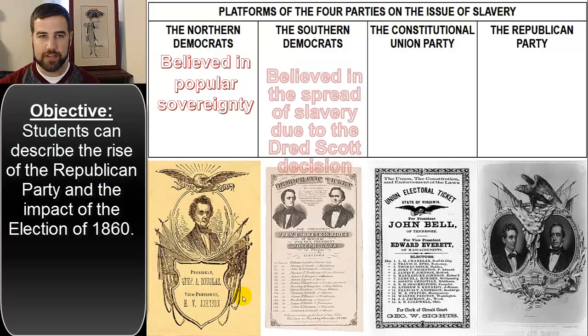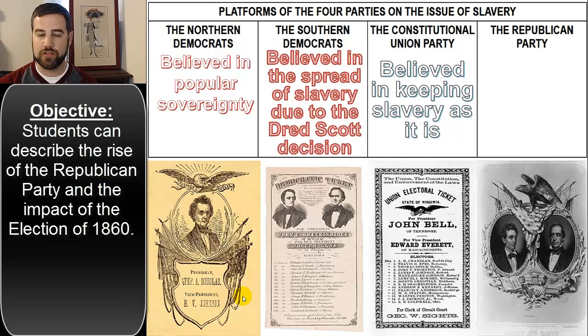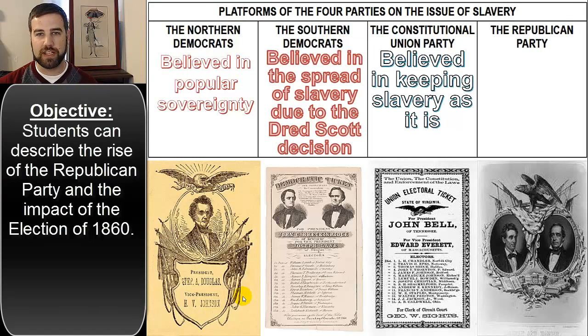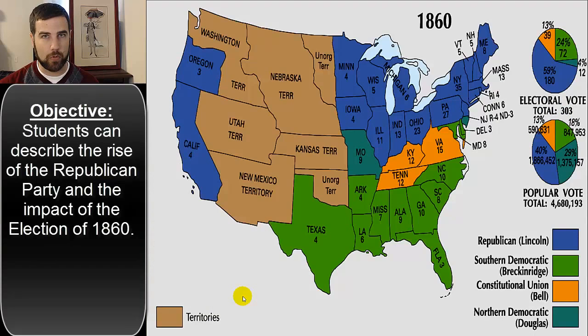On the other hand, the Southern Democrats believed in the ruling of the U.S. Supreme Court in the Dred Scott case that slavery should be allowed everywhere, that Southerners are allowed to bring their slaves to any state, into any territory. The Constitutional Union Party with John Bell believed in keeping slavery just as it is and just following strictly what the Constitution said. And then the new political party, the Republican Party, believed in keeping slavery in the South and stopping its spread into the territories, so not letting it spread anymore.